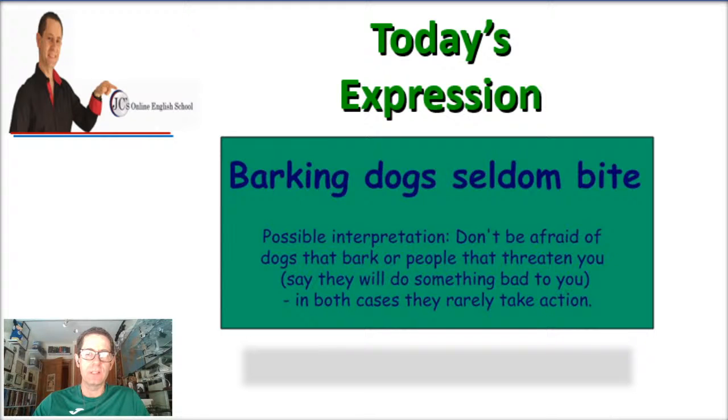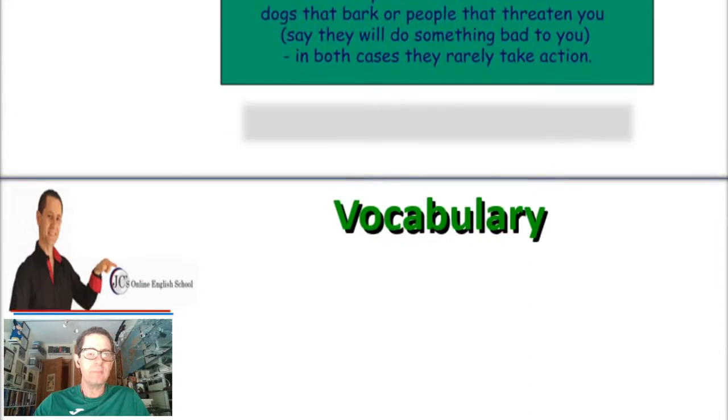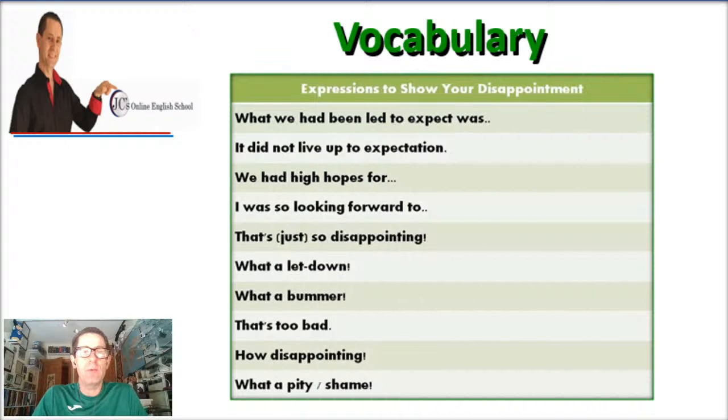So what else do we have here today? Vocabulary. Today we're going to learn expressions to show your disappointment. Disappointment means something that you don't like. Oh man, I don't like this. This is awful. This is terrible. There are many expressions or words that you can say instead of I don't like this. Let's take a look at a few of them.